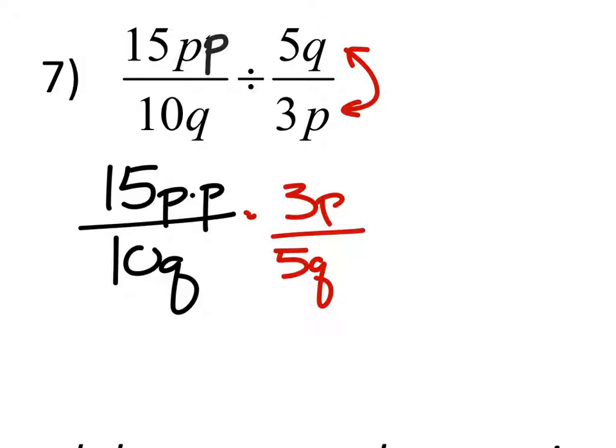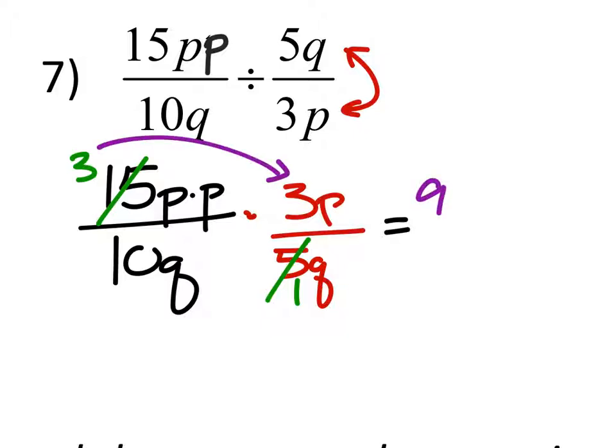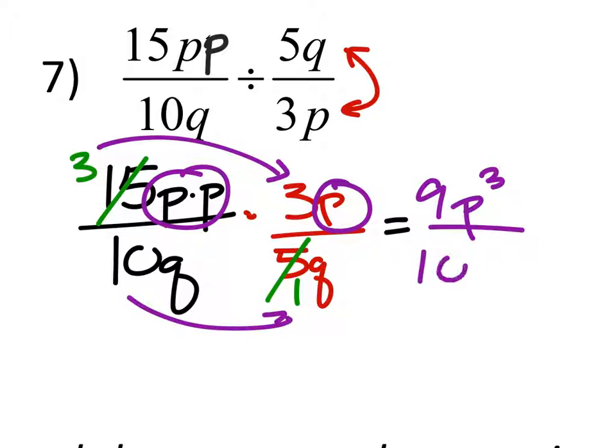Well, we can cross simplify these. The 5 and the 15. So that would become a 3 and a 1. And none of the letters are going to cancel out in this case. So I got 3 times 3, which is 9. And then I've got these two p's and this p right here, which would be p to the power of 3, because all of this is multiplication. And then I've got 10 times 1, which is 10. And then this q multiplied by this q would be q squared.